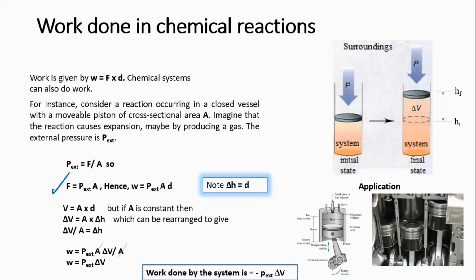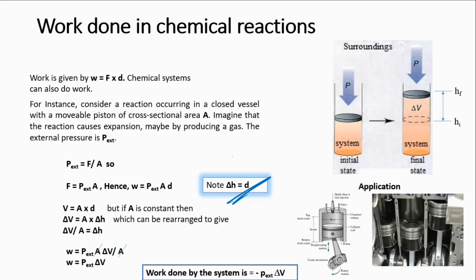Now, we have an expression for force. What we will do is to take this expression and put it right here. So what we find now is that work is equal to P external times A. This is the force, don't forget. Times d, which is the distance. Now, remember, distance is equal to the change in height, as given here.